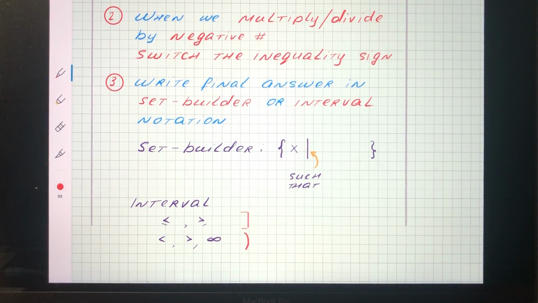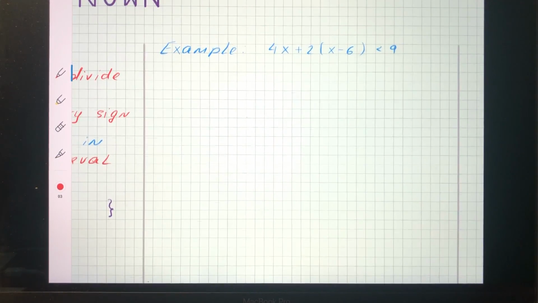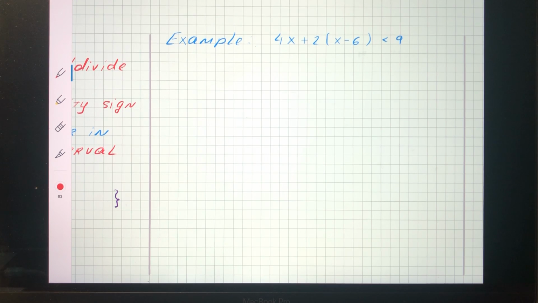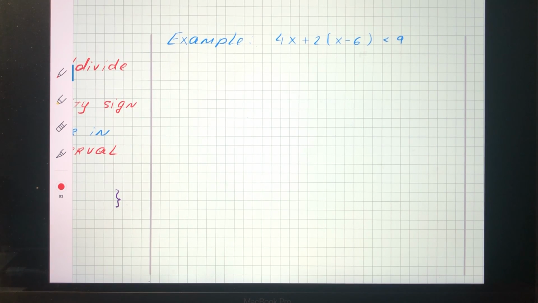So on the other page there is an example. Let's solve it and see what we get. So pretending that we have an equal sign, how do we solve this inequality? Well, first thing we do is we simplify. We follow the order of operations and we simplify. There is one thing that we can do right away, and that is the multiplication. So to do the multiplication, we distribute the 2. 2 times x is 2x. 2 times negative 6 is negative 12, less than 9.